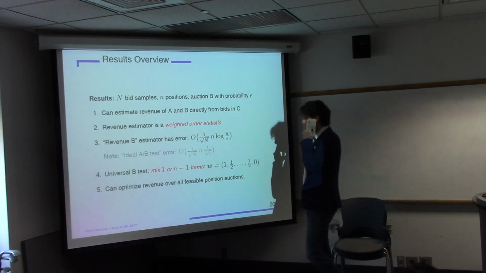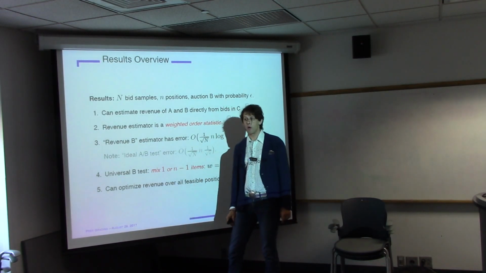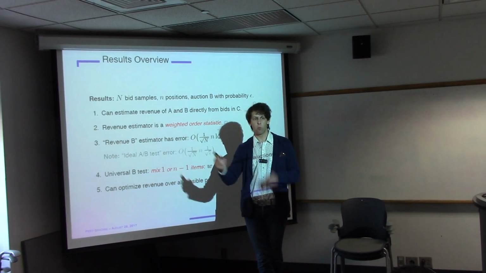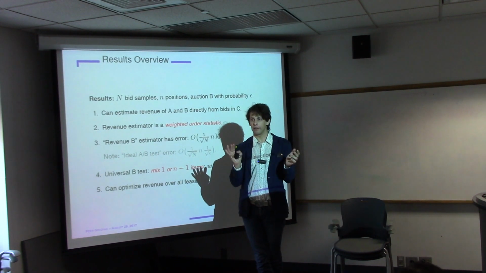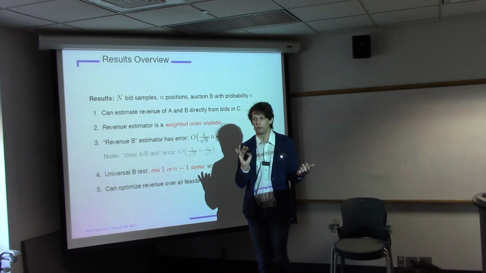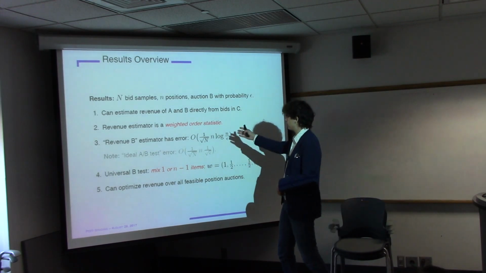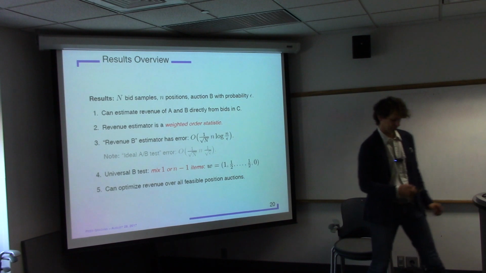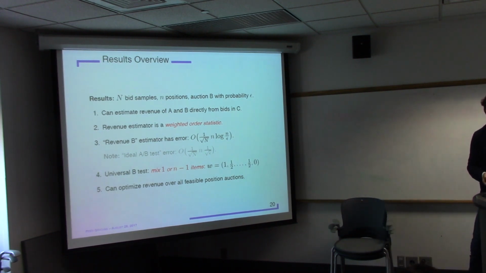Okay, this is a result I really like. There's a universal B test, meaning if I want to just be able to estimate the revenues of any auction in the future, there's one auction B I can mix in that allows me to get good data that I can always estimate auction revenues from in the future of other auctions. Okay, and given the data we get back, we can optimize revenue for all feasible position auctions. Okay, that's my results overview.